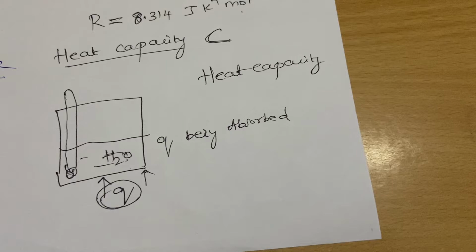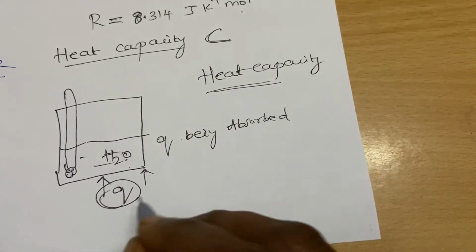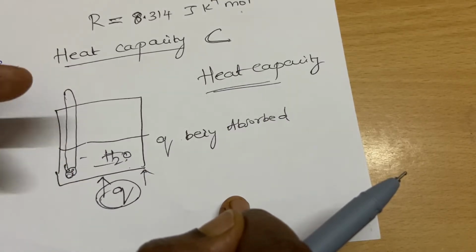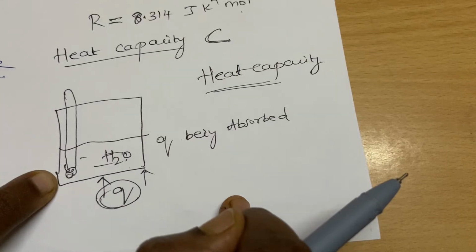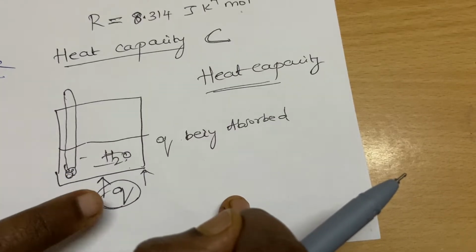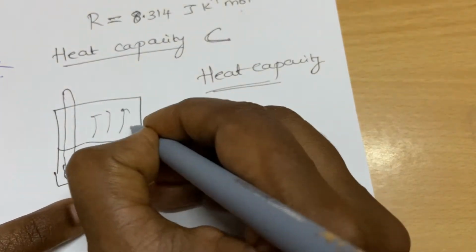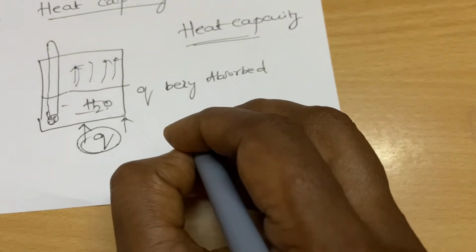If the heat capacity is more, then you have to supply more energy, more heat, to bring that to a higher temperature, isn't it? So water's heat capacity is more, so you have to supply more energy to make the water boil. Okay, so now for the heat capacity, we have a formula.